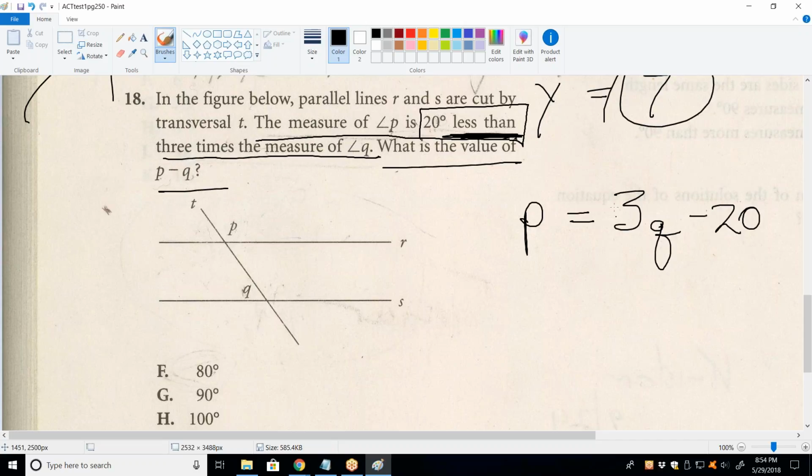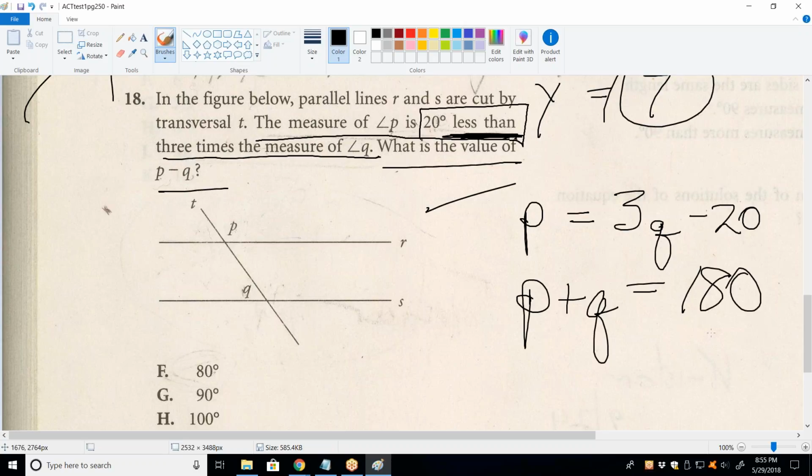So we get this equation from that middle sentence. That's one equation and 2 variables. I can't really solve that. I certainly can't solve it for P minus Q. But there's another equation that we know is true. Given the fact that we're dealing with 2 parallel lines and a transversal, what's the relationship between P and Q? They equal 180. P plus Q equals 180. Now we have a second equation that we can solve.